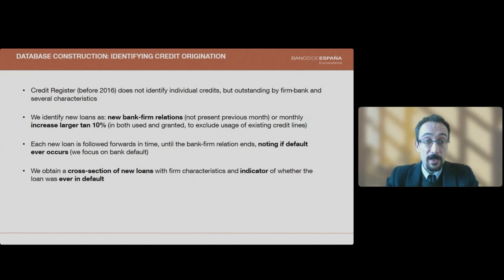In this way, we identify the new loans and then we follow them forward in time on the credit register, and we note whether eventually at any point the loan enters into default. In this way, we obtain a cross-section of new loans with firm characteristics and an indicator of whether default ever occurred.